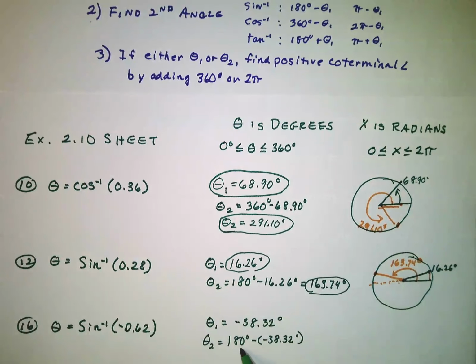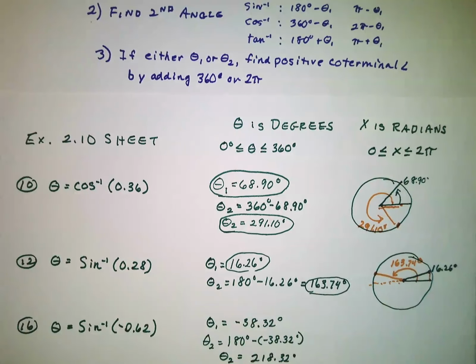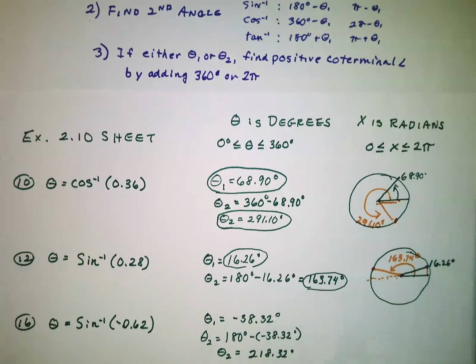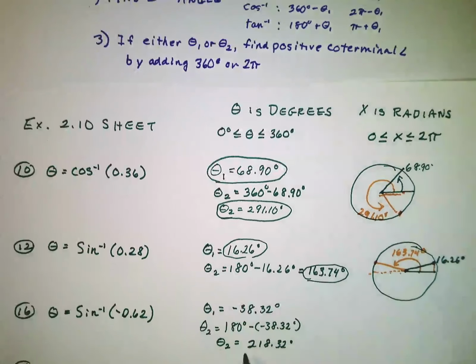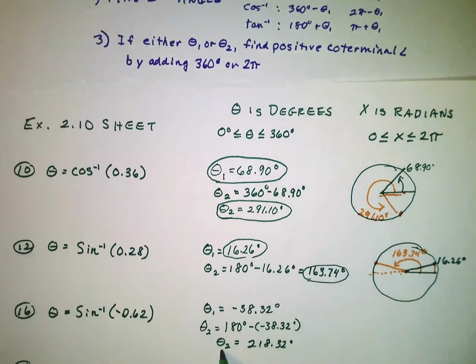Now that's going to be the same as 180 plus 38.32 degrees, as I'm sure you know. And that's going to come out that the second angle will have to equal 218 and 32/100 degrees. So this would be one of our answers.